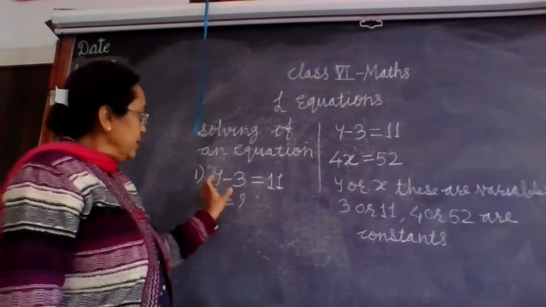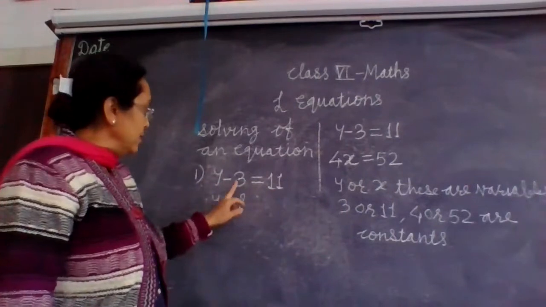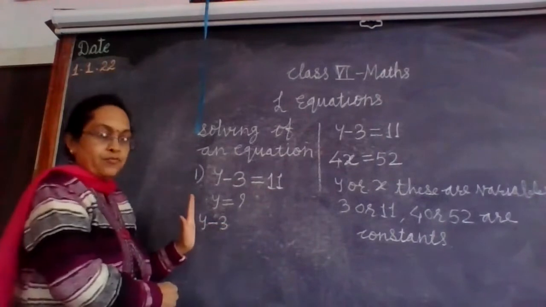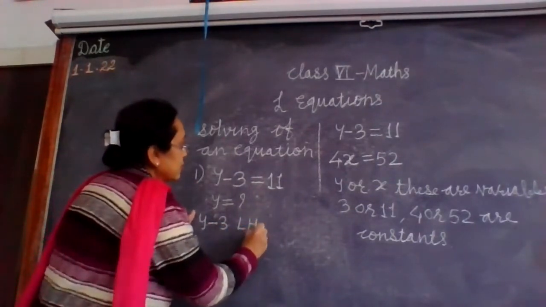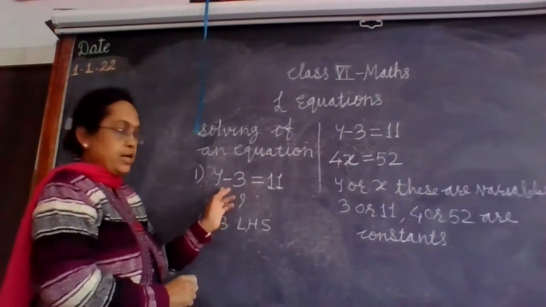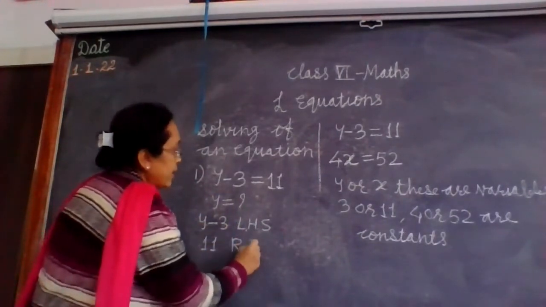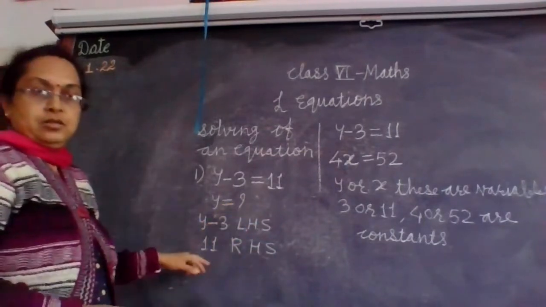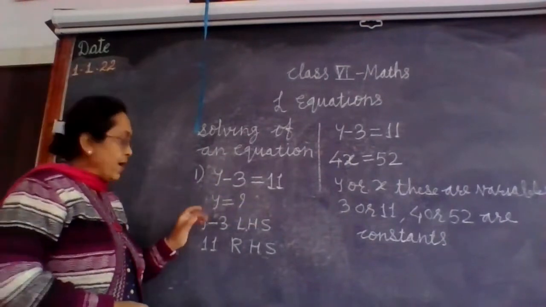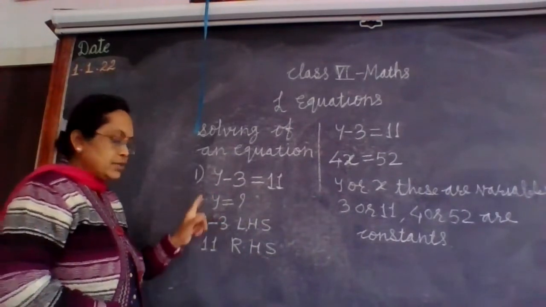Now here in this equation, y minus 3 equal to 11, y minus 3 is on the left hand side of the equal to sign, and 11 is the right hand side of the equation. Now where is the variable? Variable means the letter, alphabet. It is on the left hand side.